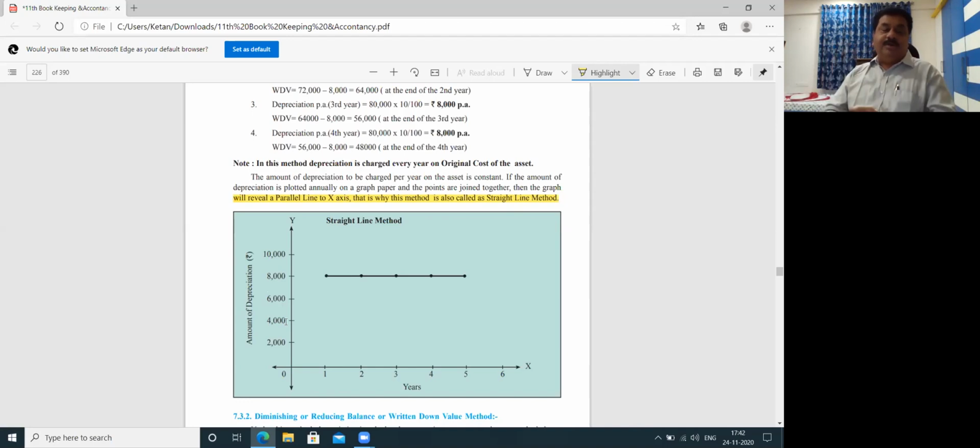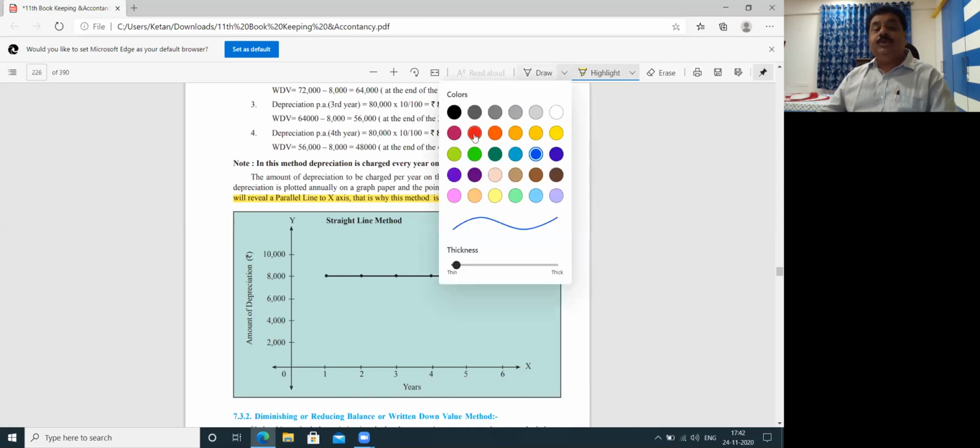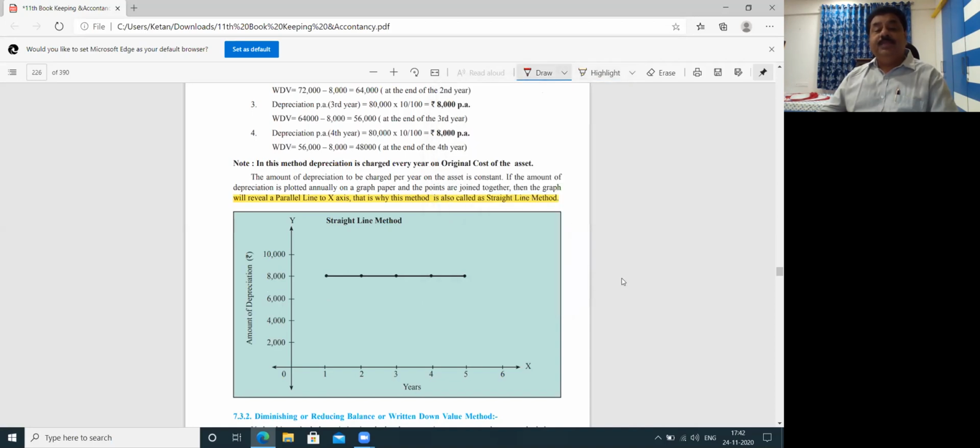Only 8,000 is important for us because that is the annual depreciation. Year-wise, first year, second year, third year, fourth year, fifth year, and onward, the depreciation remains constant. मतलब depreciation तो उतना ही आने वाला है आपका, उसमें तो कोई चेंज नहीं आने वाला है. ओके, मतलब ये लाइन इस तरह से आएगा.